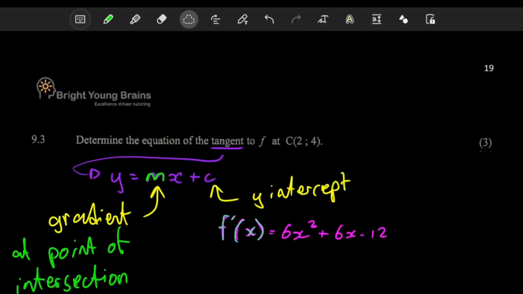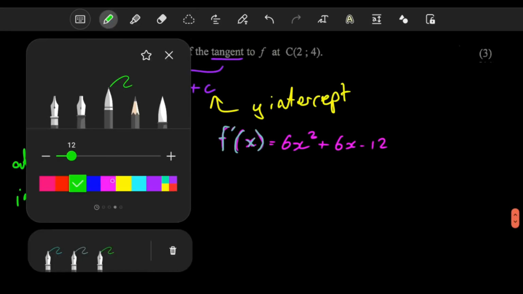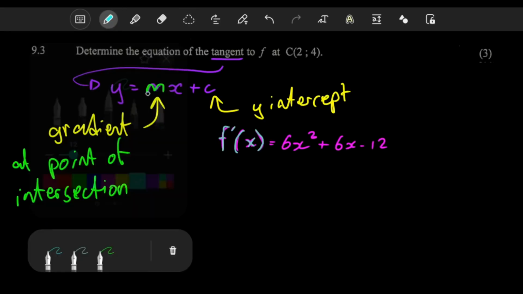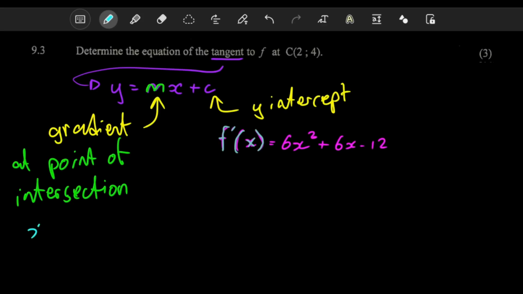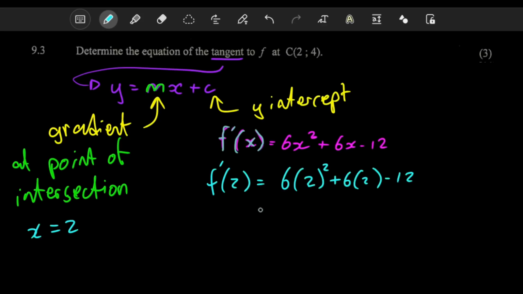But anyways, we have our gradient equation. In this gradient equation we want to find the gradient where x is 2, so wherever there is an x, you just throw in a 2. It gives us a positive 24, as expected, because you can see at C the gradient is definitely positive.